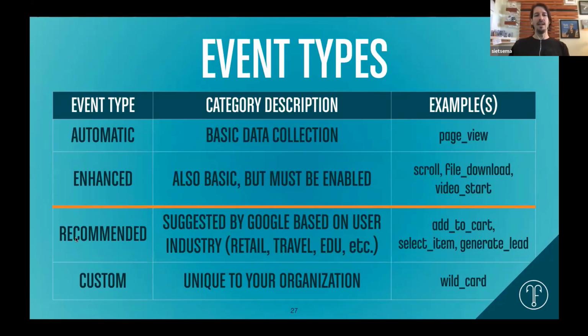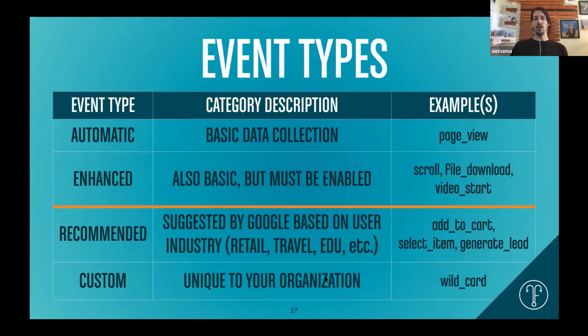One is recommended, or those that are suggested by Google based upon your industry. They have suggestions for retail and travel and education and different types of industries. I've got a link in this deck to all their documentation about what those are. Some of them, for example, are add to cart, select item, generate lead, those types of things. Whether you're doing e-commerce or lead gen on your site, there's an event type for you. And then custom. These are absolutely unique to you, to your client, to your organization. We're most likely going to have to create these, and I'll give you some examples as we go.